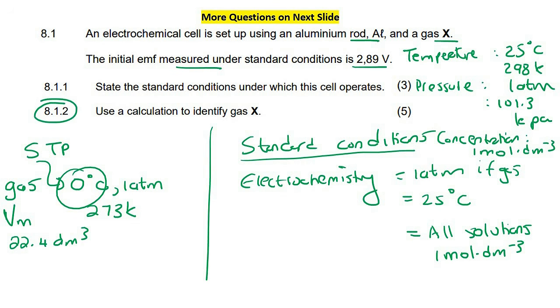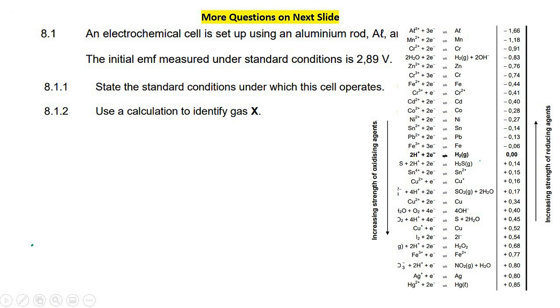Now this question says use a calculation to identify gas X. So we obviously need to go get our table. I did have to cut off this little piece here, but it just says aluminium and a gas. The point is that we have aluminium. That is pure aluminium, not aluminium 3+. So we're going to circle that over there.